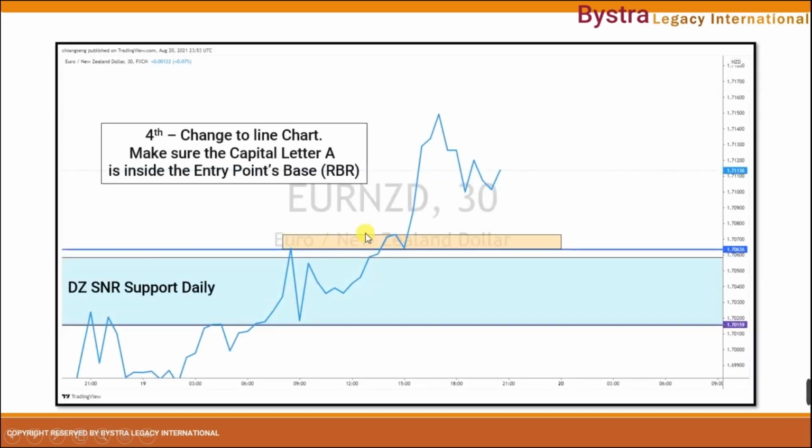We go to the line chart. As we can see here, when we move to the line chart, the capital letter A, the resistance here, is so strong, so sharp. See, it is so sharp. This is a very good resistance. This is the resistance that we want. And it is inside the Rayleigh base Rayleigh entry point. So our entry point will be this capital letter A, which is 1.70636. And the resistance is inside the zone base. So this is a valid setup for SNRC1.